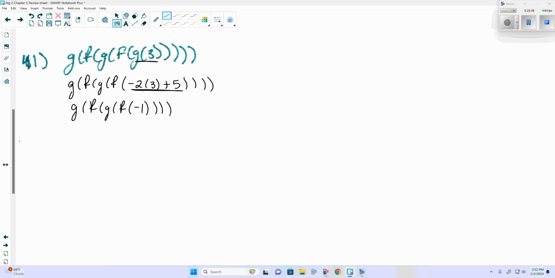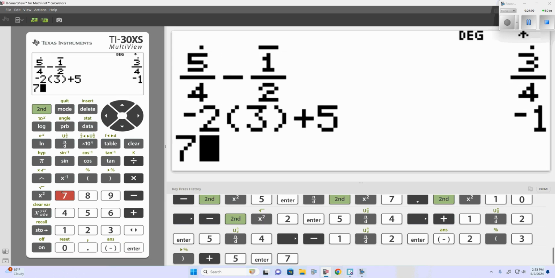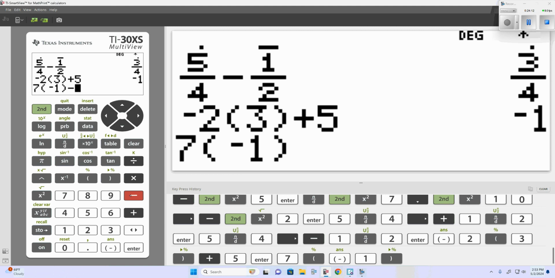Now we have g of f of negative 1. Now we're going to take f of negative 1. So we'll still have g, f, g. But now we're going to plug in negative 1 into every x in f of x. So we have 7 times negative 1 minus 2. So again, you can grab a calculator. 7 times negative 1 minus 2 is negative 9.